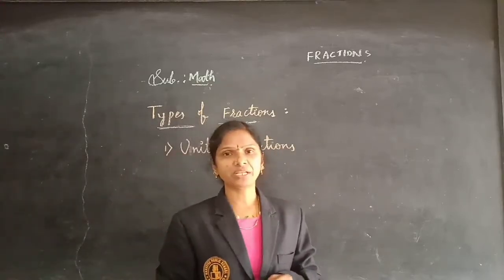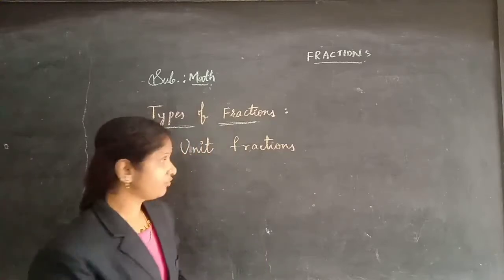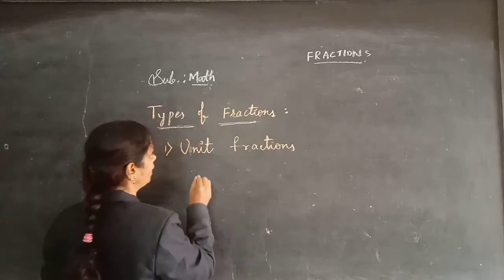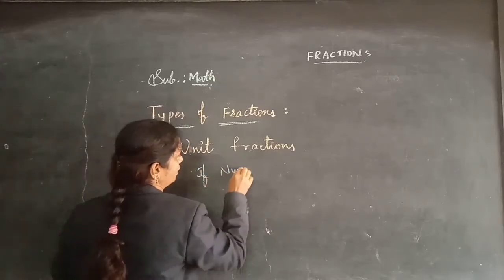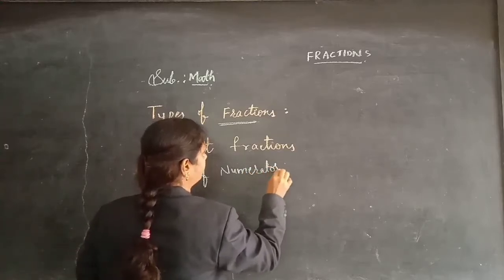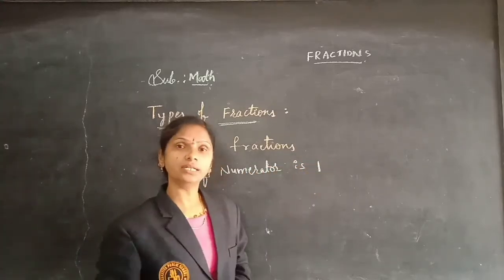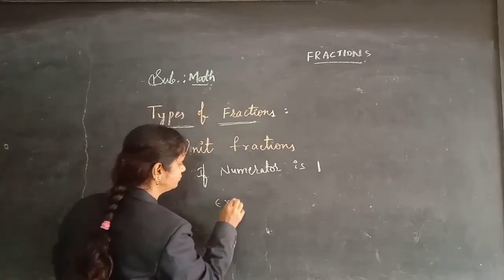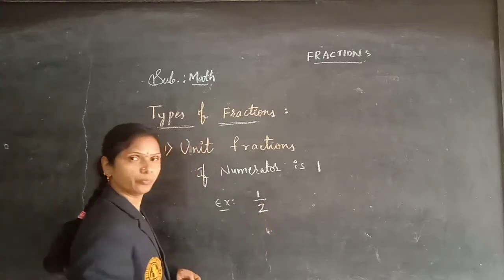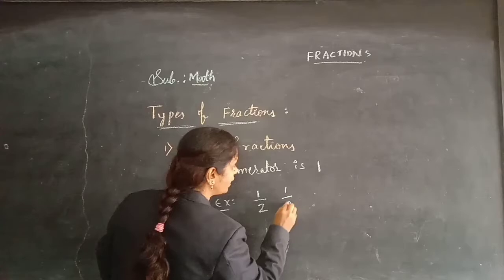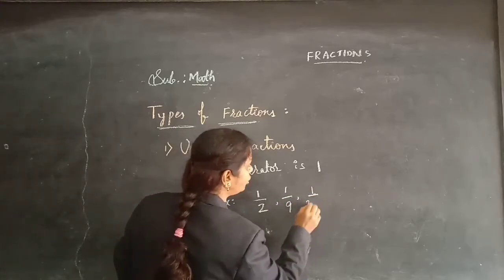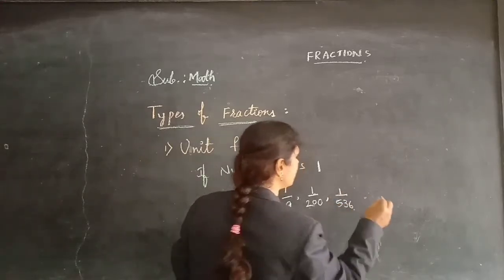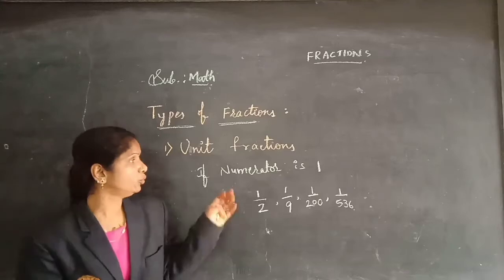So which type of fractions are called unit fractions, children? Unit fractions means if the numerator is 1 in the fraction, then that type of fractions are called unit fractions. For example, 1 by 2, 1 by 9, 1 by 200, 1 by 536. These type of fractions are called unit fractions, children.